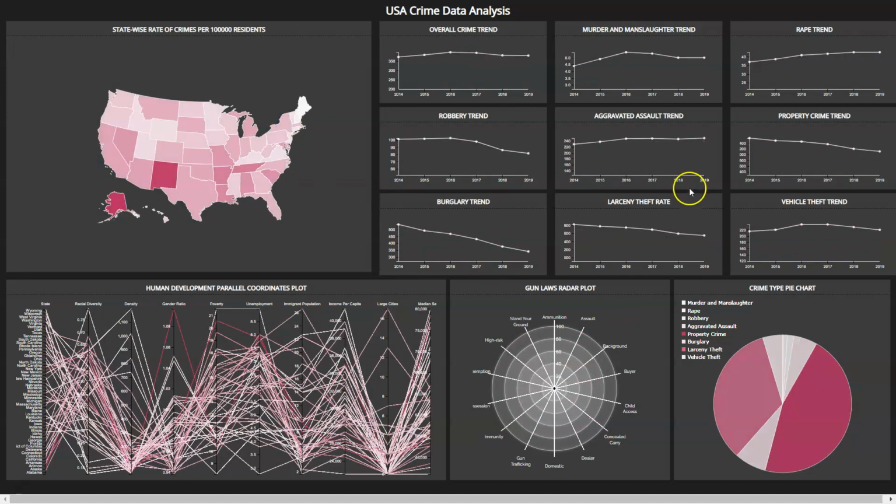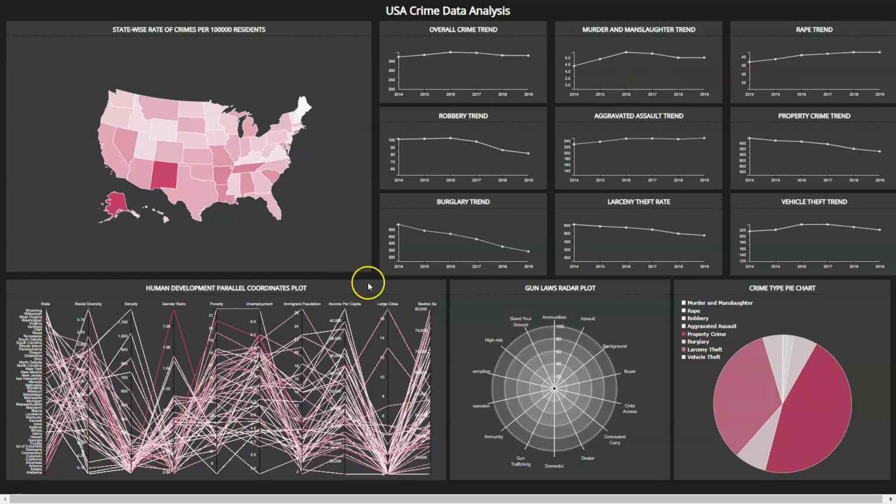Now, another important thing that you notice here is that despite all the efforts, we are seeing the less threatening of the crimes, if I may put it that way, going down, such as burglary is going down, property crime trend is going down. But on the other hand, aggravated assault, rapes, murder and manslaughter are rising, which is kind of alarming.